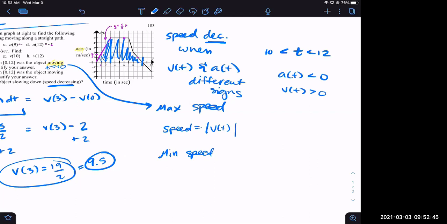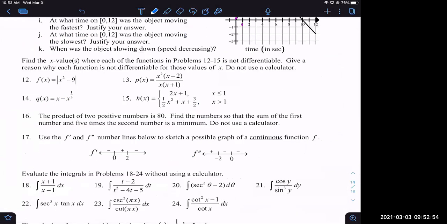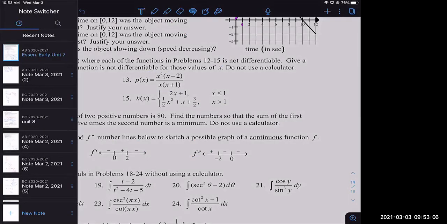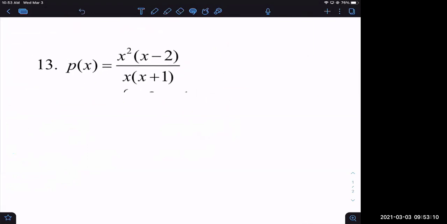All right, then the other question was 13. Okay, so this one asks us to find the x values for which the function is not differentiable and then give a reason why it's not differentiable. This is a good review back to continuity, beginning of the year stuff. What do you notice about that function?